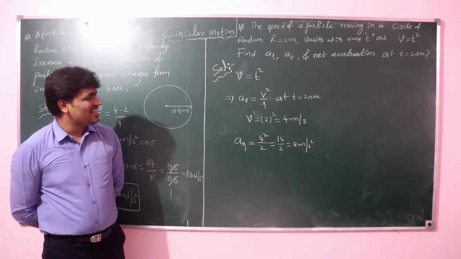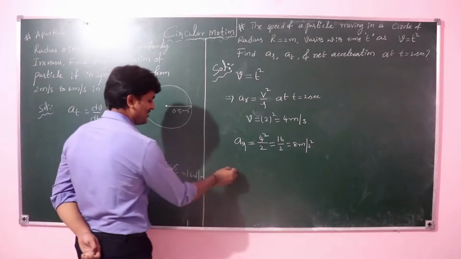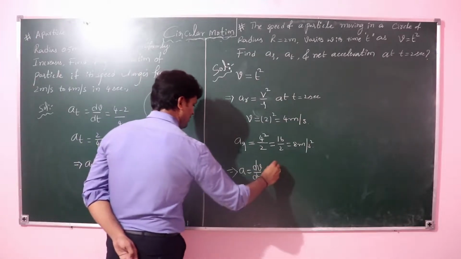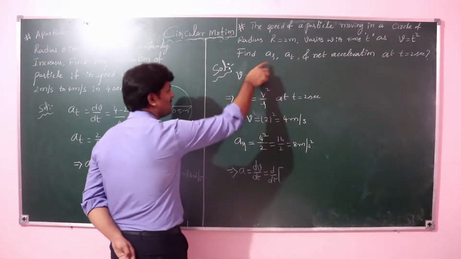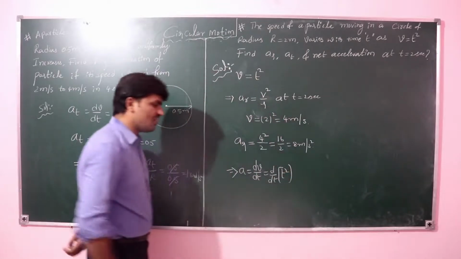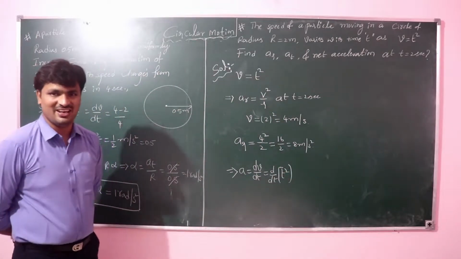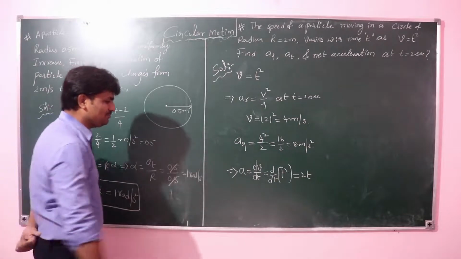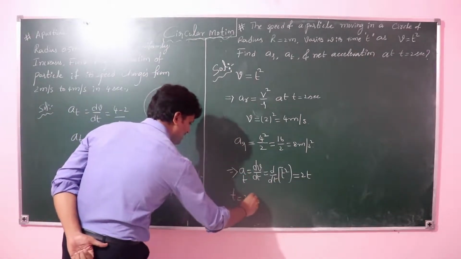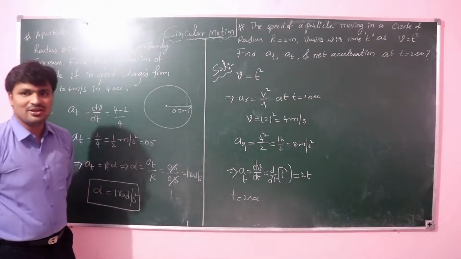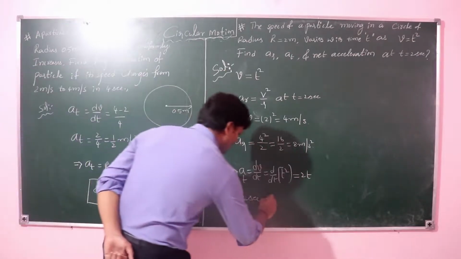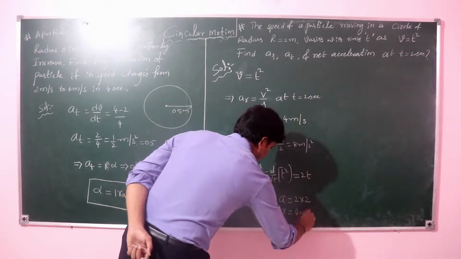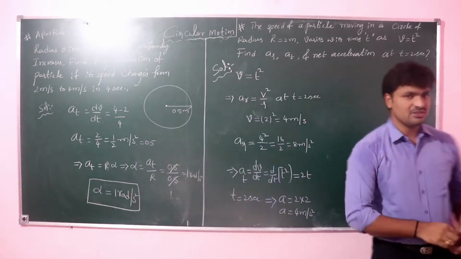Then try to get the tangential acceleration. The tangential acceleration is a equal to dv by dt. So d by dt of v, which is t square. The differentiation of t square is 2t. At what time? At t equal to 2 seconds. Simply substitute the value of 2 seconds. So a is equal to 2 into 2, that is 4 meter per second square. This is 4 meter per second square.